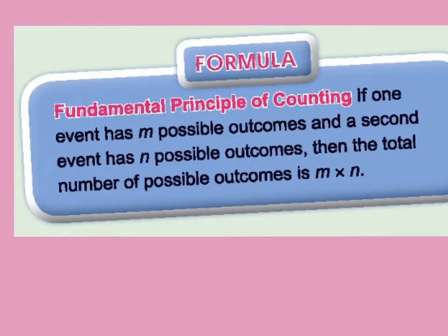Okay, so the fundamental principle of counting is: if one event has m possible outcomes and a second event has n possible outcomes, then the total number of possible outcomes is m multiplied by n. So I'm just going to go through an example with you. Take this down, this is a definition, but we'll go through some examples.